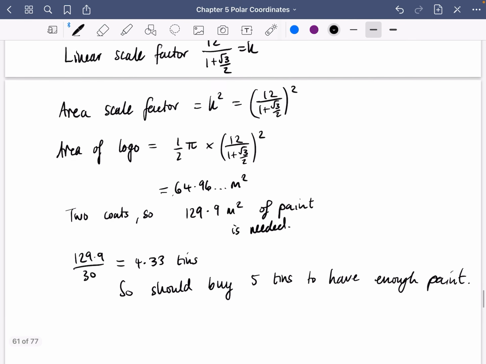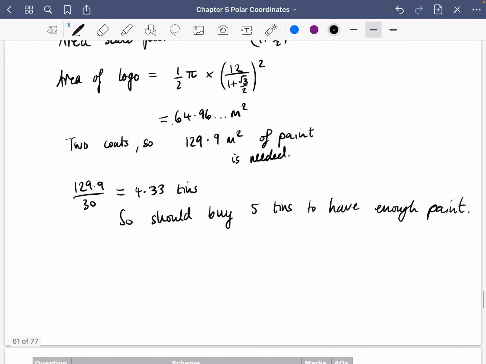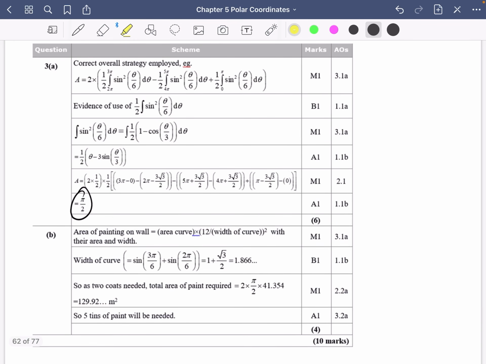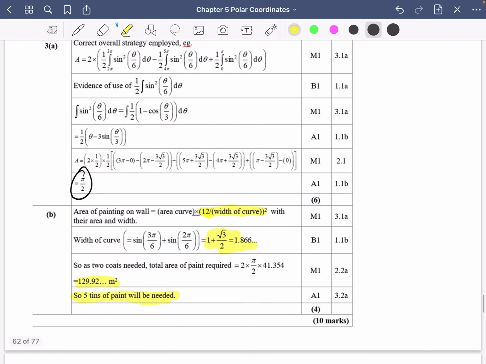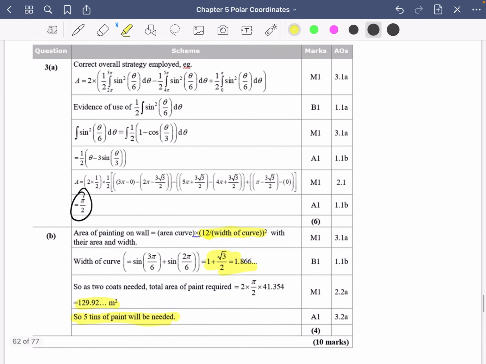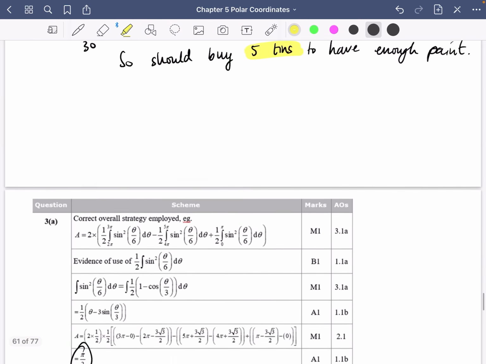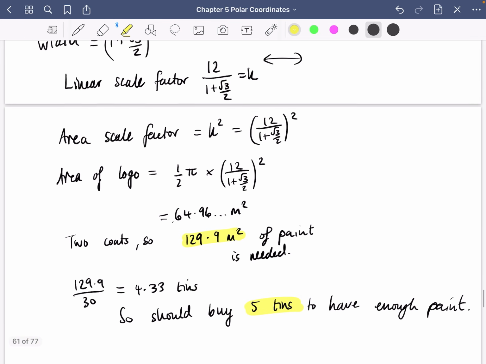Okay, let's see how that second part went. So I'm interested in seeing this number of the 129.9, then that should be correct if we've got this. So the strategy was to do the area of the curve, multiplied by this k squared here, 12 divided by the width of the curve squared. We've got the width of the curve squared was this, and we've got 129.9, so 5 tins of paint will be needed. Okay, great. I hope that question went well. It's a pretty tricky question, particularly this weird part in part B, especially the fact that they asked for 2 coats. But I'll leave it up here for you guys to just remind yourselves of that method.